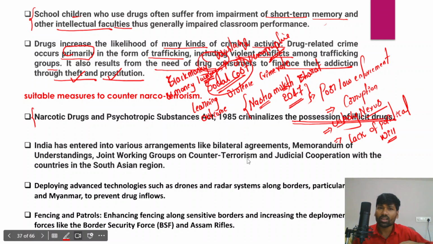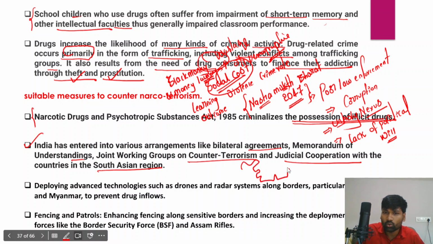And at the global level, in order to prevent the entry of illegal drugs and illegal drug trafficking into India, there were a lot of agreements that India has signed at the bilateral and multilateral level with different countries in Southeast Asia, East Asia, West Asia, right? So there are bilateral agreements for India. Memorandums of Understanding were also signed. Joint groups on counter-terrorism and judicial cooperation with countries in the South Asian region were some of the initiatives on the part of the Indian government to prevent the entry of illegal drugs.